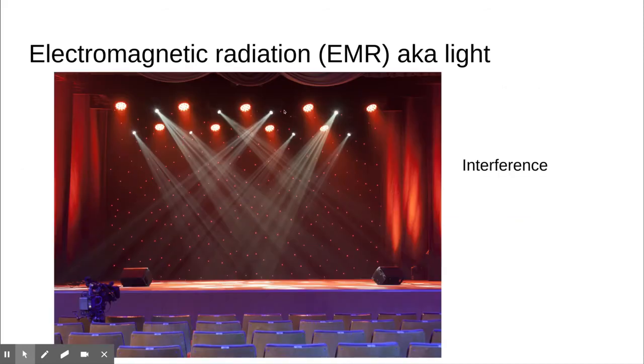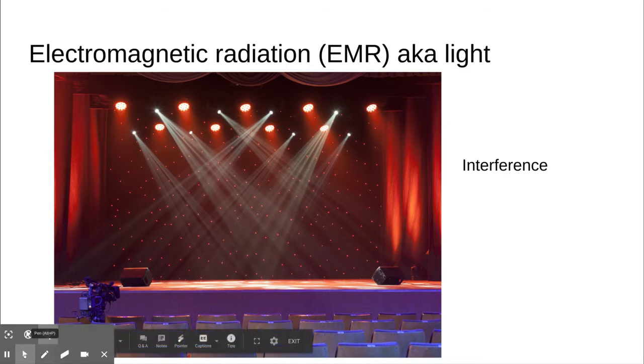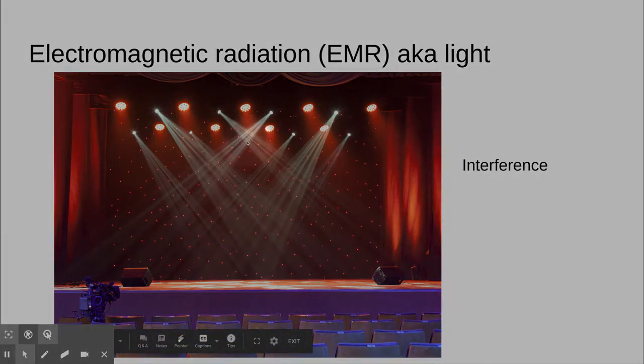When you look at light, we have a couple of different stage lights here. Both of these are producing light, and where they come together, that's interference. So right here, this is a property only of waves. Particles do not do this.